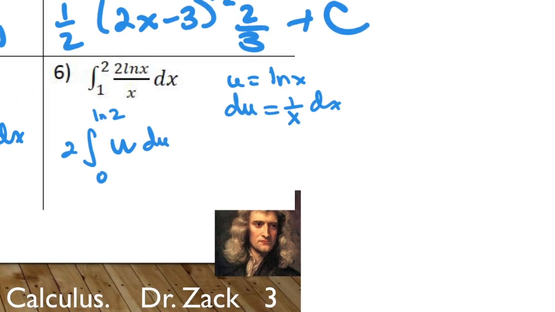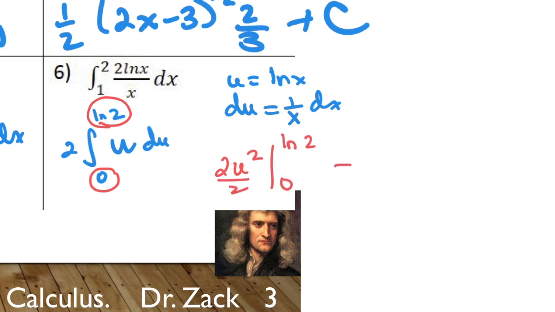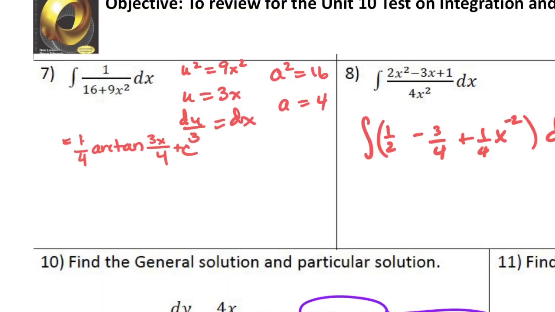And for number 6, if you let u equal your natural log of x, then du is 1 over x. Notice for the endpoints I've already substituted, they are u values. So when you integrate, you get your 2u squared over 2. Evaluate from 0 to the natural log of 2. You are set from there.